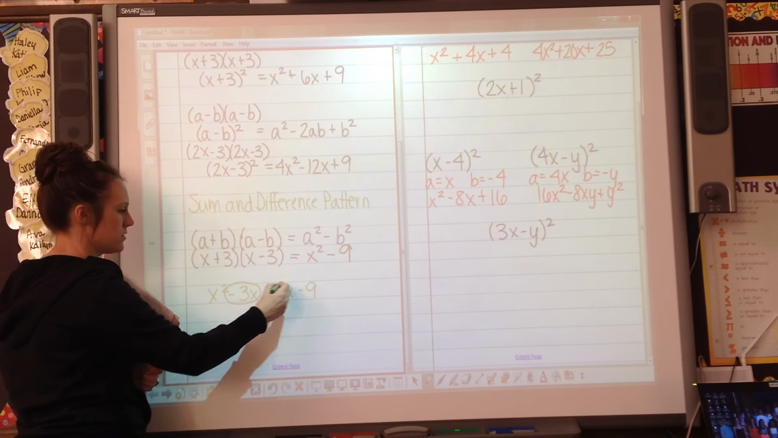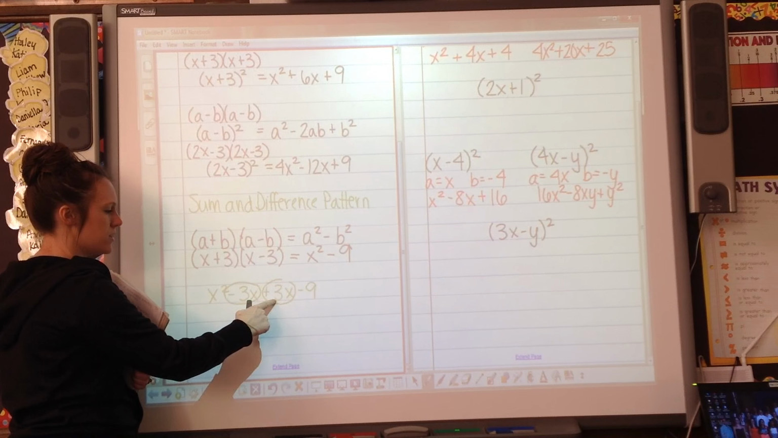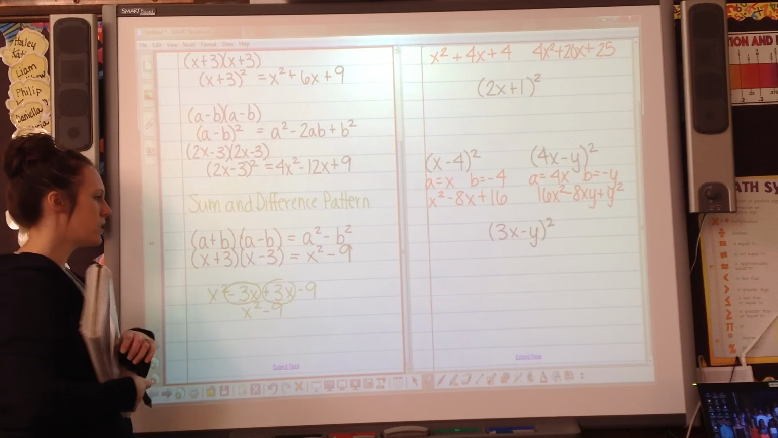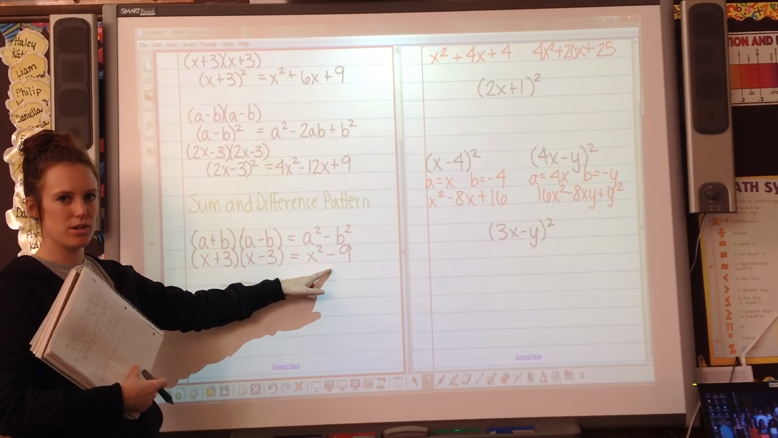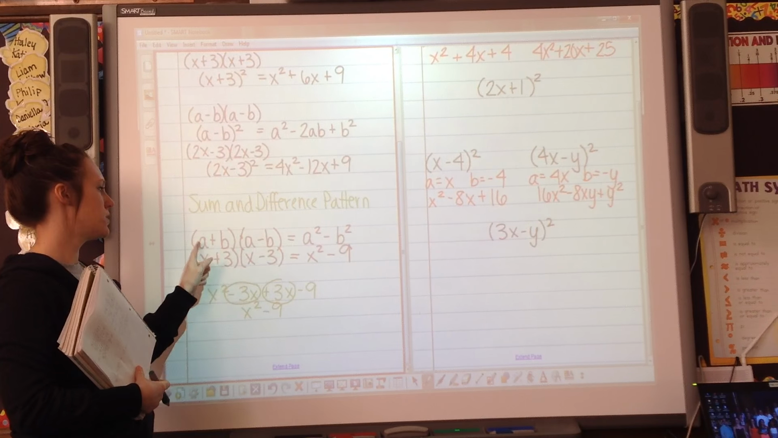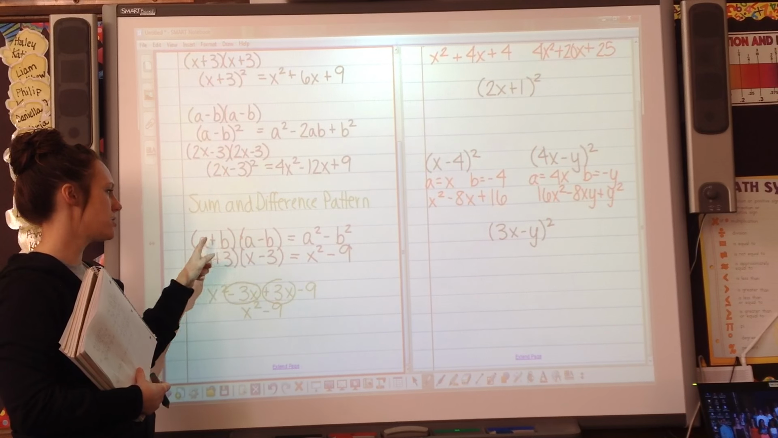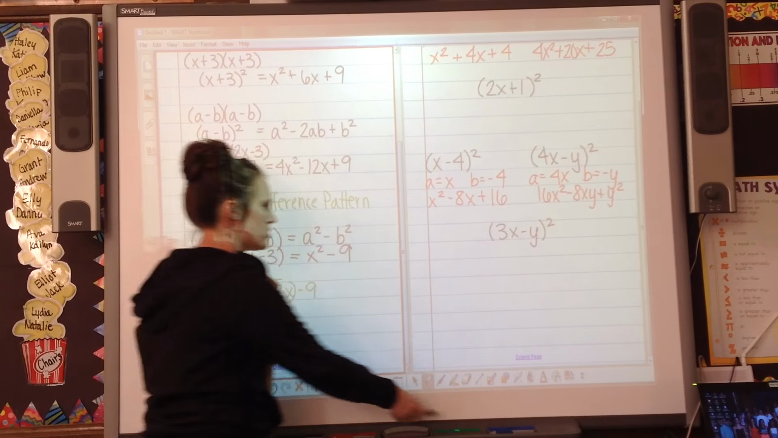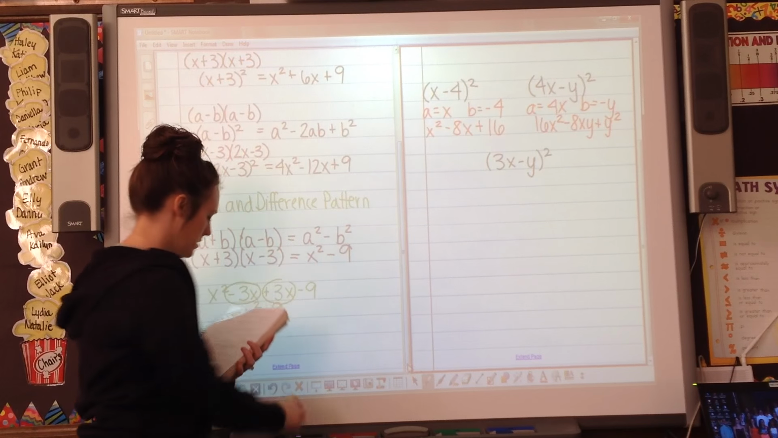They're like terms. Negative 3 plus 3 is 0x. There are no 0x's. That's why this shortcut does not have a middle term. And this only works when the a's match, the b's match, and there's one addition, one subtraction. So let's try some of these.